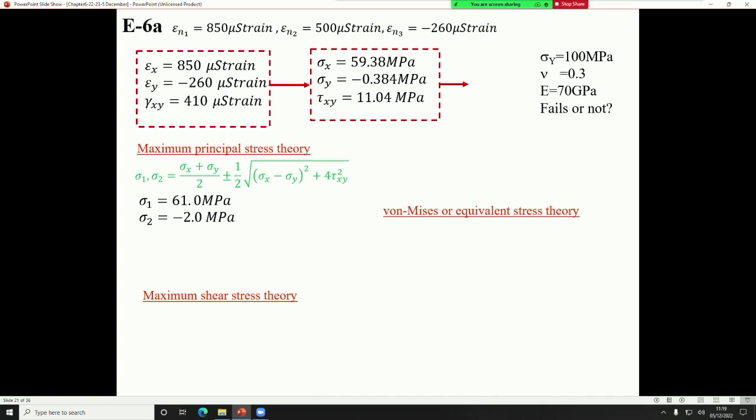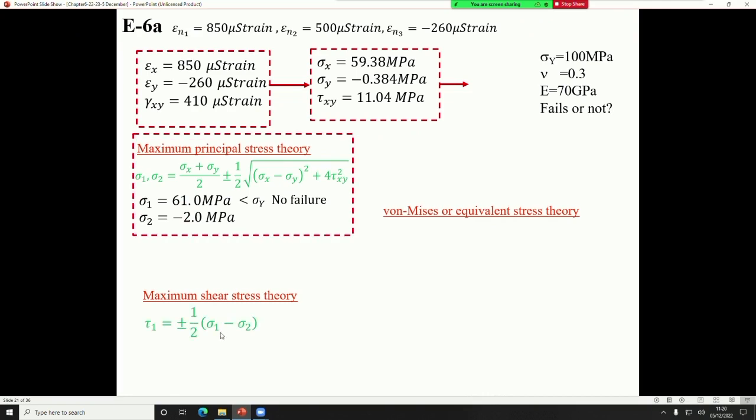So based on what I showed you, is the component going to fail based on this criterion? The yield stress or safe stress is 100. Based on the maximum principal stress theory, is it going to fail? No, that's it. So it doesn't fail, no failure. Now we move on to maximum shear stress. For maximum shear stress, I can find the difference between these two divided by 2. So it's 61 minus minus 2, divided by 2, or I can use this relation here. Or I can say it's plus minus 1 over 2 times the square root of these two terms.